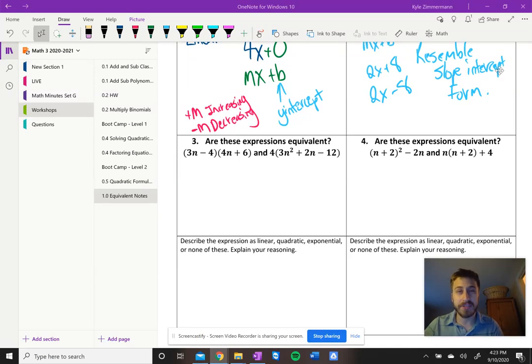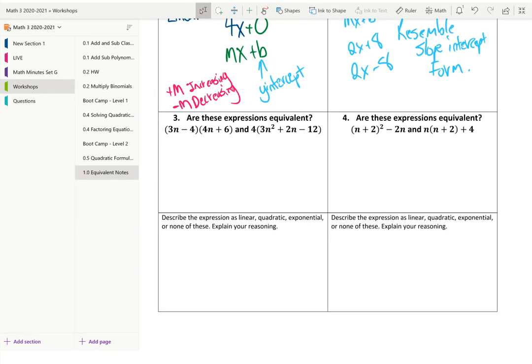Hey team, it's Mr. Z, and today we're going to continue to look at equivalent expressions, and then I'm going to try to give you some straight up tips to help you visualize what these expressions look like. So let's go ahead and jump in and do one of these more complex examples.